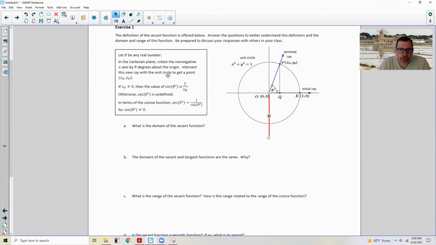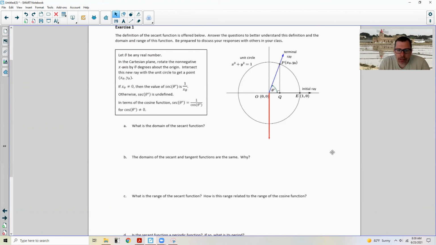If x sub theta does not equal 0, then the value of secant theta is 1 over x sub theta. Otherwise, secant theta is undefined. So secant theta is undefined here, and secant theta is undefined at 90 degrees. In terms of the cosine function, secant theta equals 1 over the cosine of theta, for cosine theta not equal to 0. Okay, that can't be 0, it's undefined.